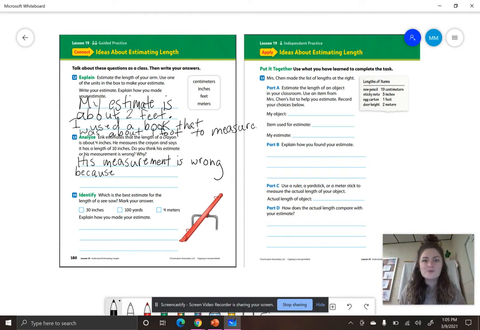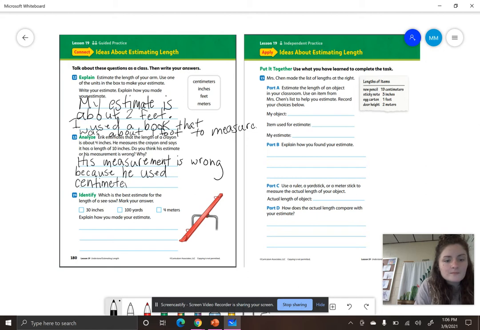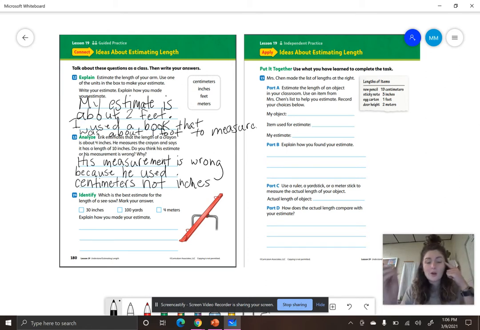So why was he wrong? Because he used the incorrect unit to measure. Because he used centimeters, not inches. So that's why it's really important to remember those units. We know that centimeters are shorter in length than inches. All right, let's look at 14.